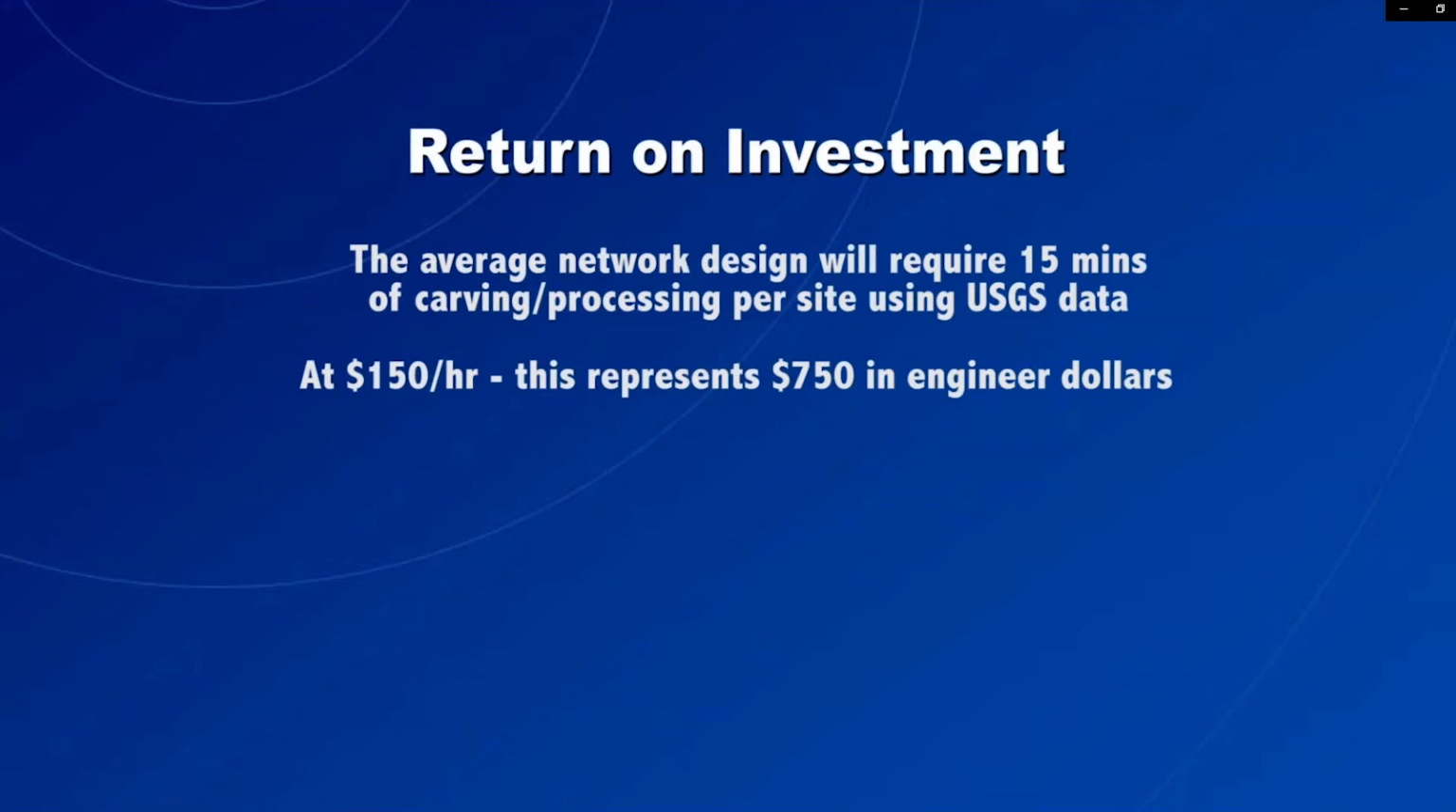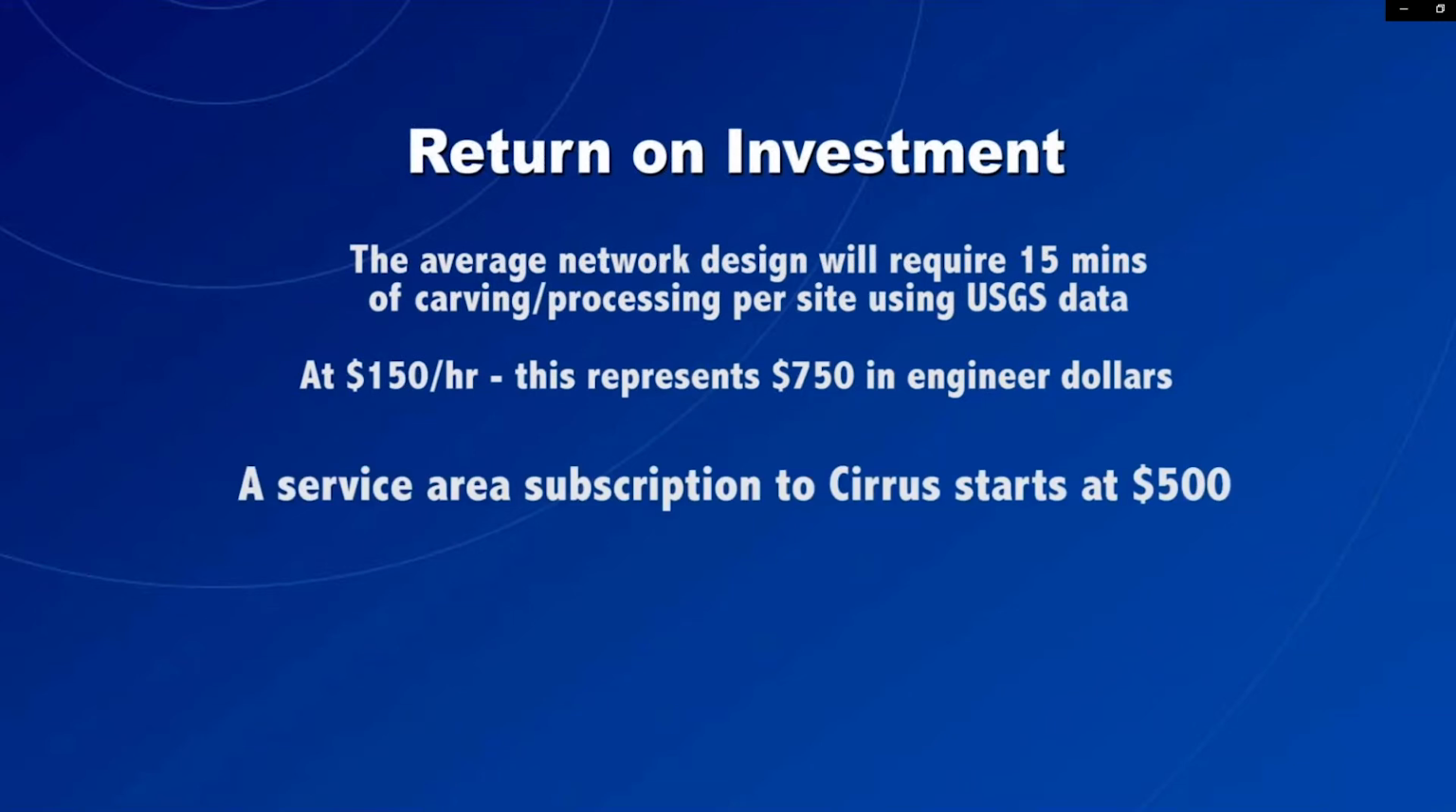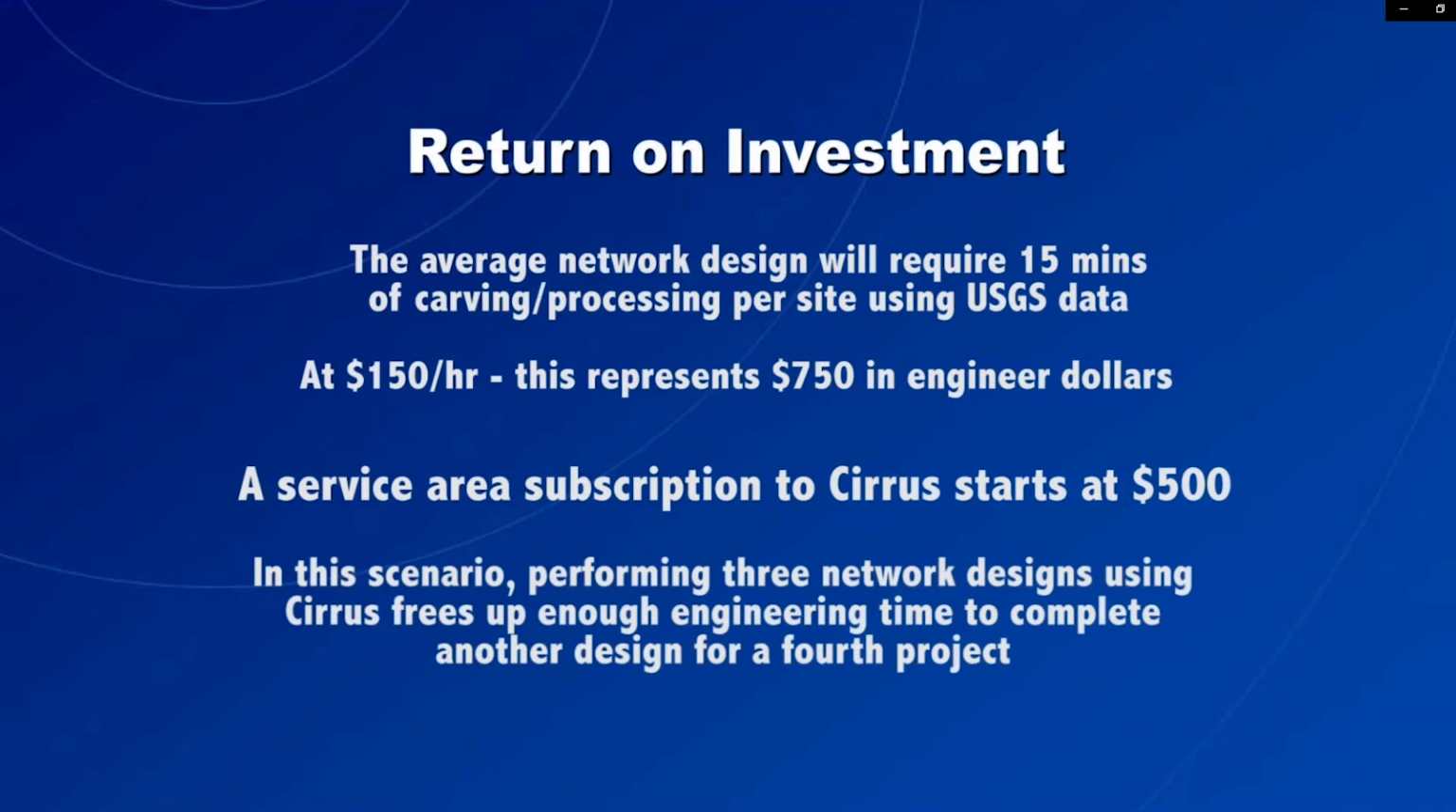When we work with customers, what we found is that on average, carving USGS data will take 15 minutes per site. For the typical small network design consisting of 20 sites, this represents $750 in total engineering dollars, assuming a billable rate of $150 per hour. As mentioned before, the service area subscription to Cirrus data starts at $500, so you're already seeing a positive return by subscribing. And what's really interesting is that the engineering time saved when you perform 3 such project designs is good enough to complete a whole other project, so 4 for the price of 3 using Cirrus.